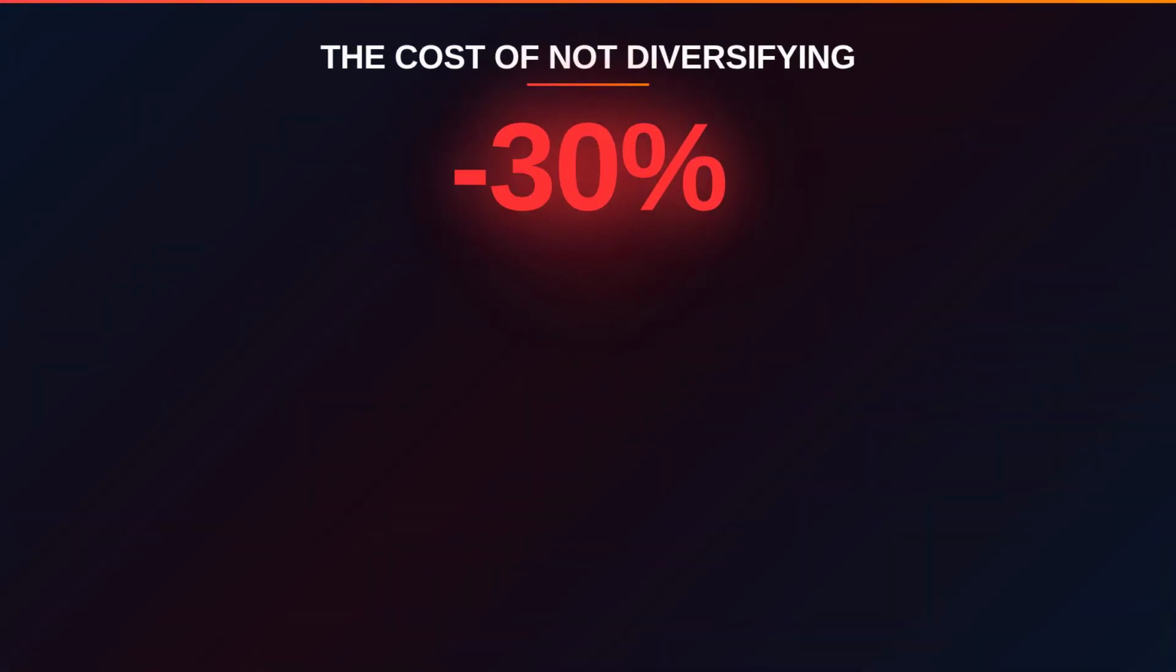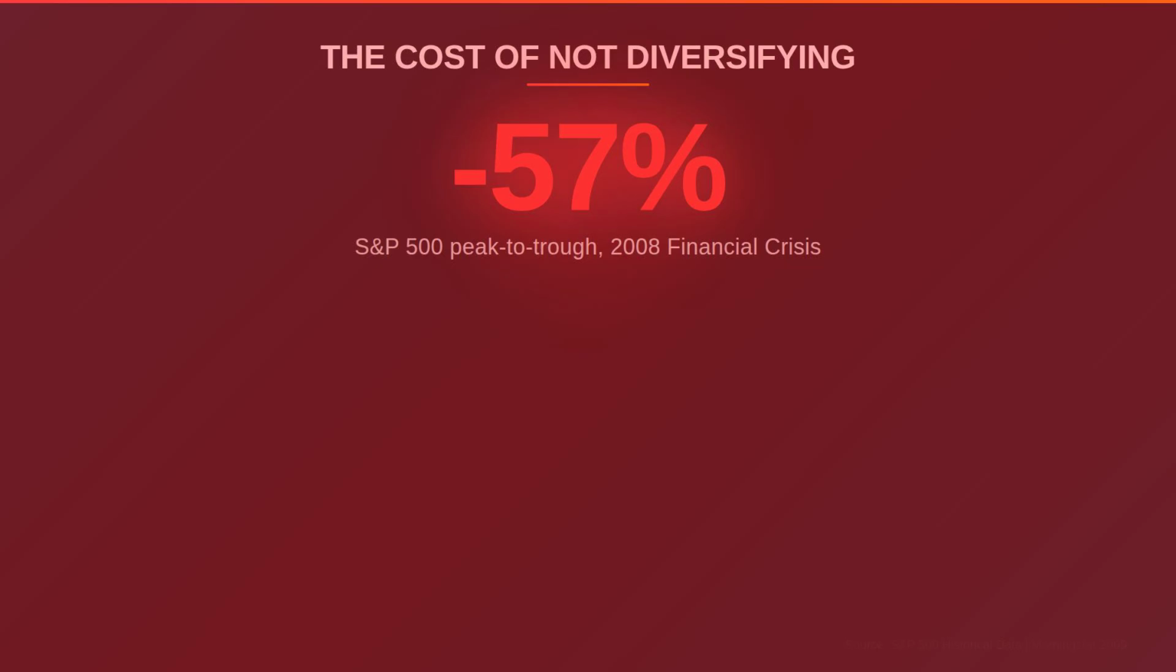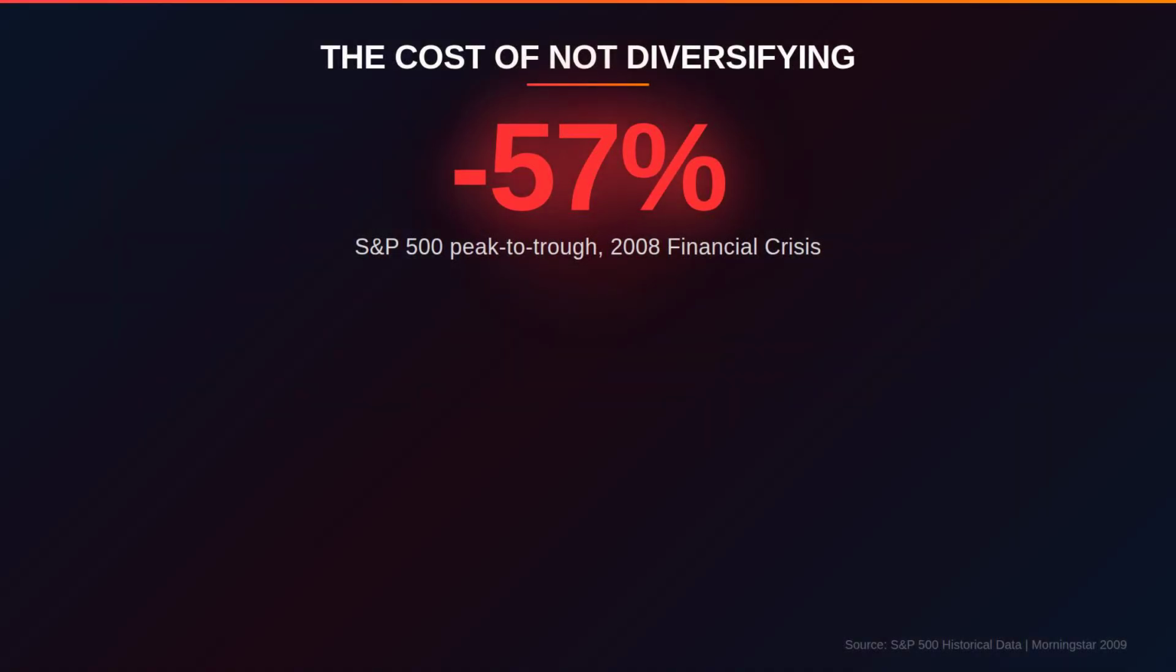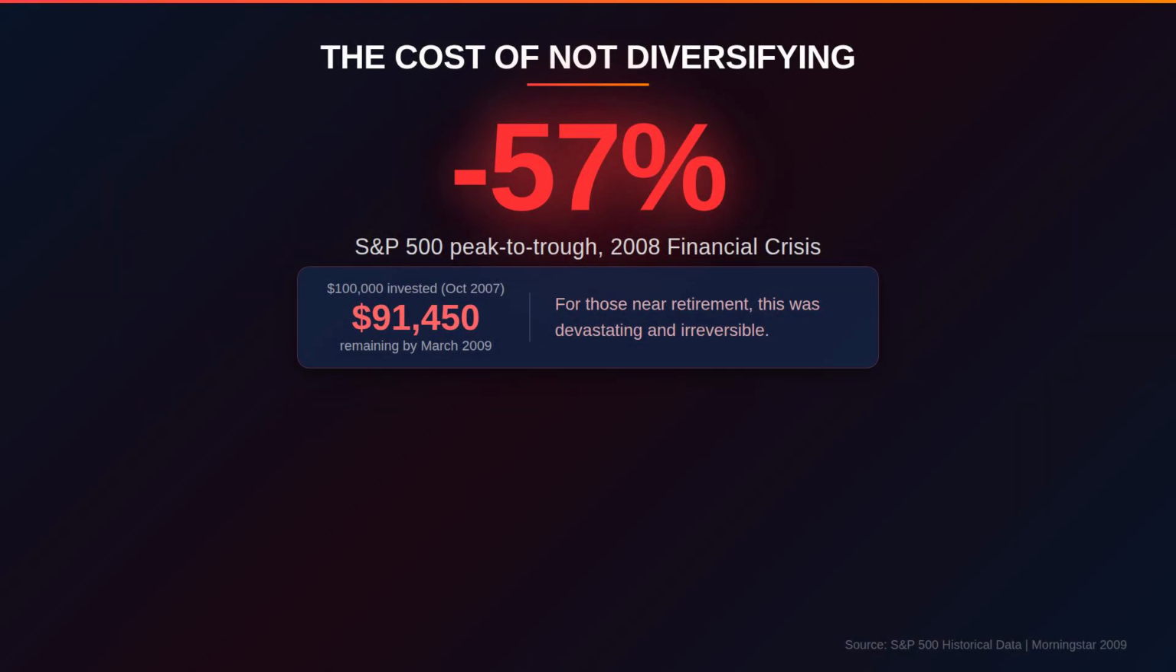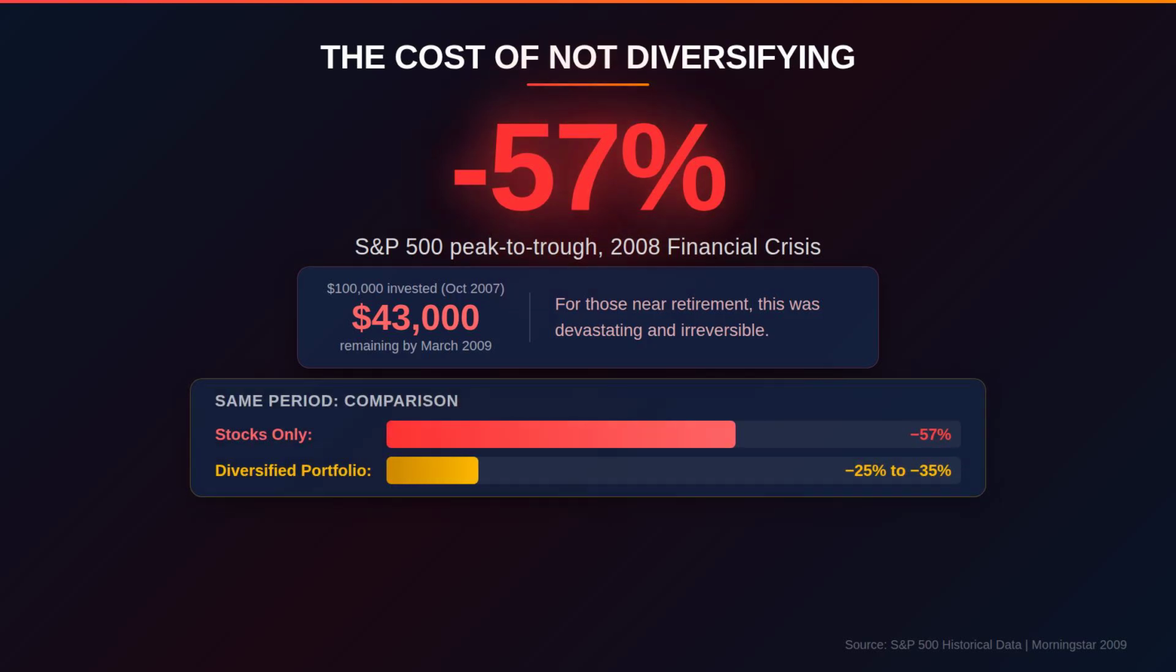Let that number sink in. Negative 57%. That's how much the S&P 500 dropped from its peak to its trough during the 2008 financial crisis. If you had $100,000 invested entirely in stocks in October 2007, by March 2009 you had roughly $43,000. That's not just a paper loss. For many Americans who were close to retirement, that was devastating and irreversible.